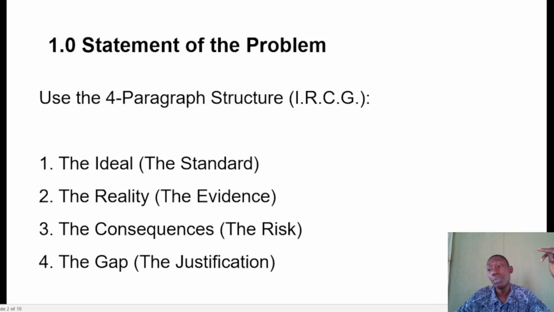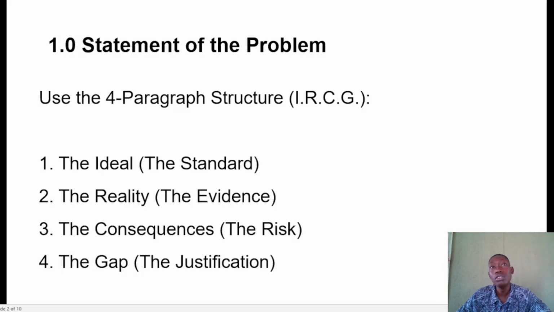Now, after telling us the consequence will be your paragraph 3 for your statement of the problem. By your paragraph 4, you now tell us the gap. You now include the gap. However, some people can just end their statement of problem in the consequence part to just say that, well, because of this, a research is needed in this. But sometimes, because you are trying to write a research, evidence-based practice, all these things, you let us see the gap.